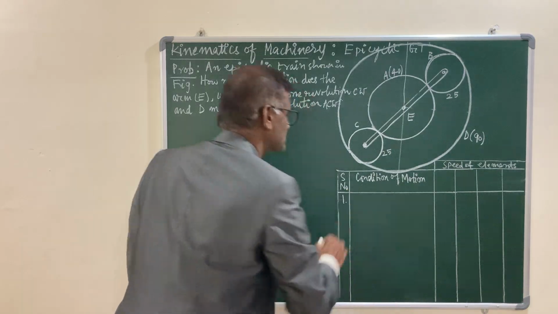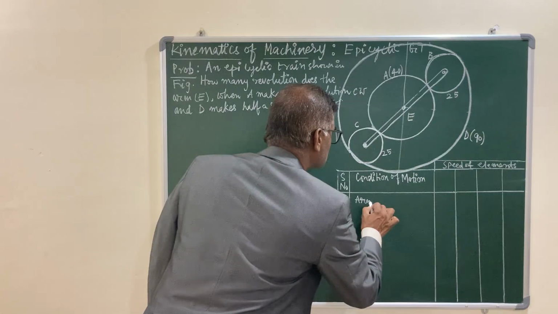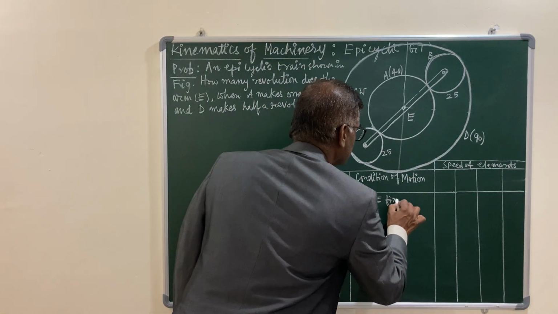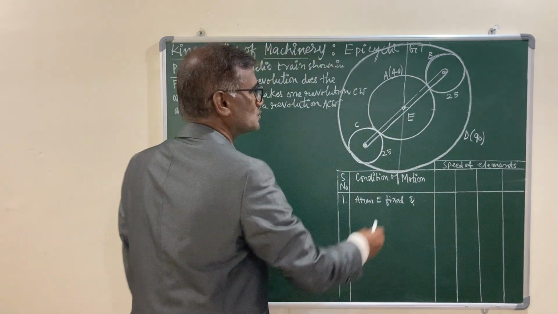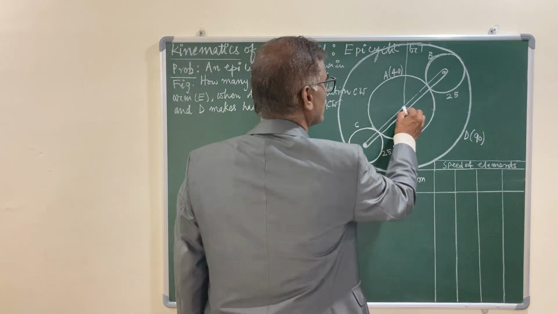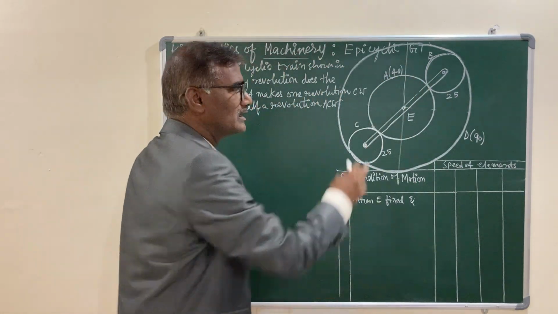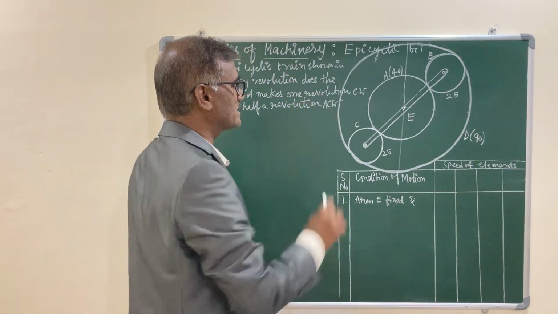I am stating that step number 1 is: arm E is fixed, and I am giving input motion here. Remember one important thing, you have to move from inner to outer or outer to inner. You cannot give input motion to intermediate gears. This is one very important step in solving an epicyclic gear train.